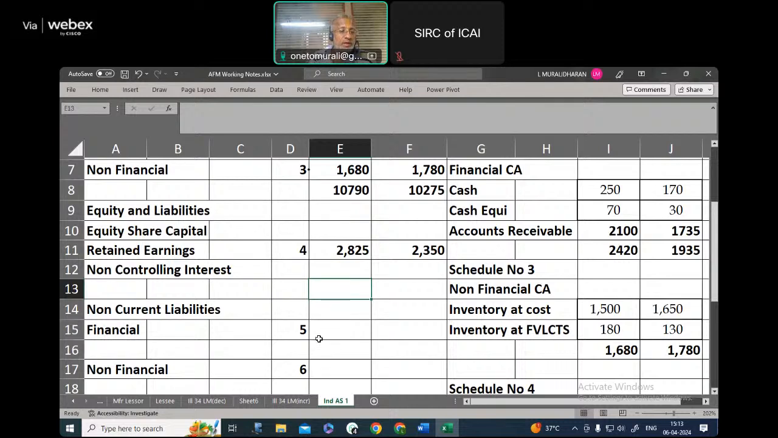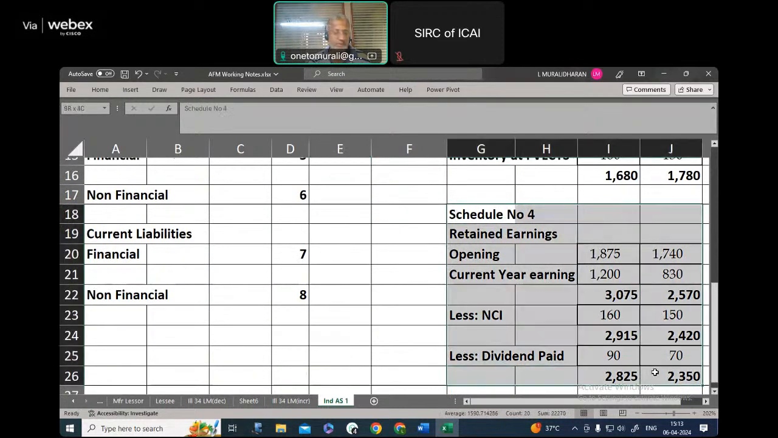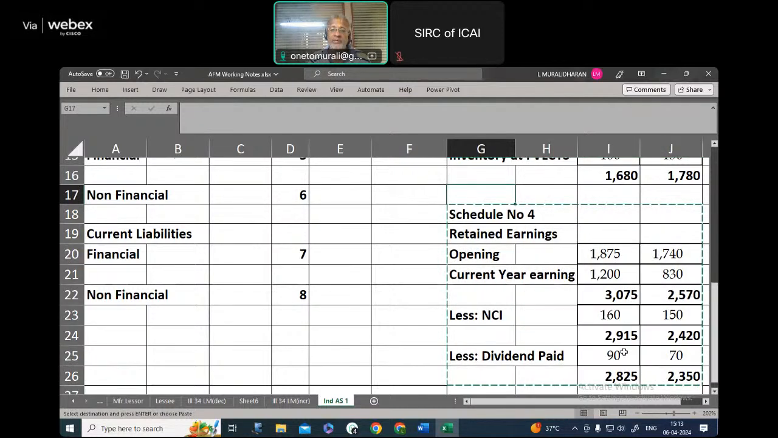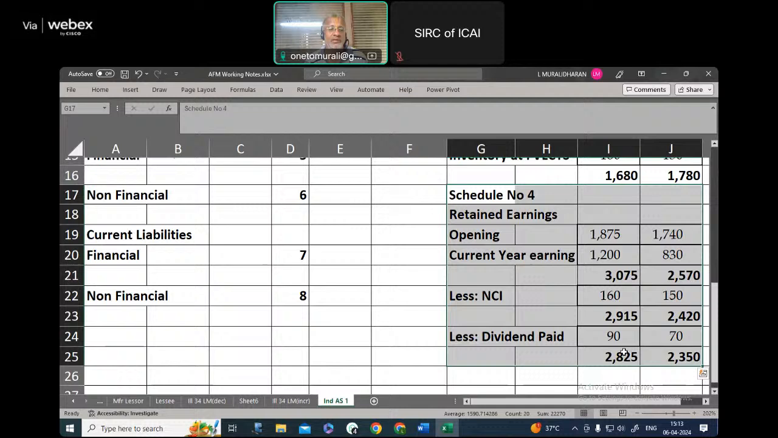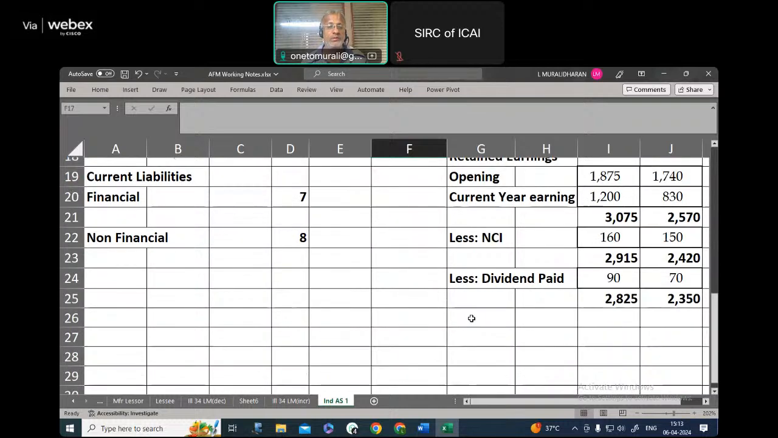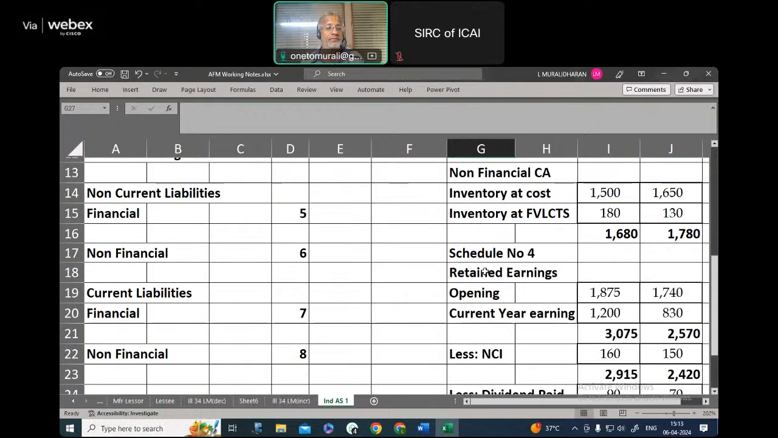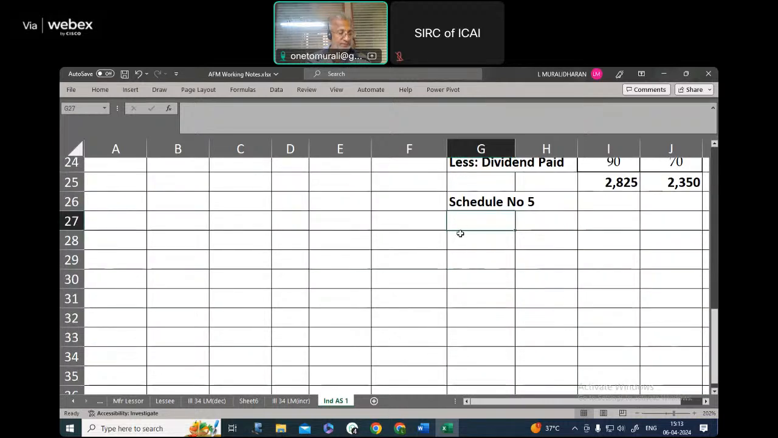So now let us just take up those schedules. Though a simple job only, we need to keep everything in our mind and coordinate. Now schedule number 5. Schedule number 5. Financial non-current liability.